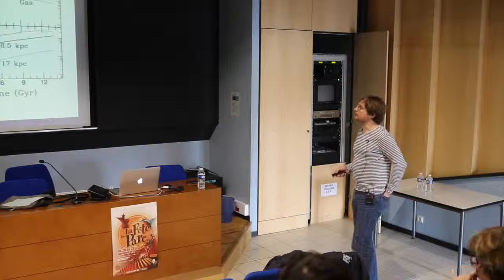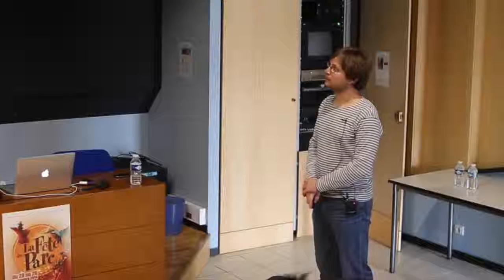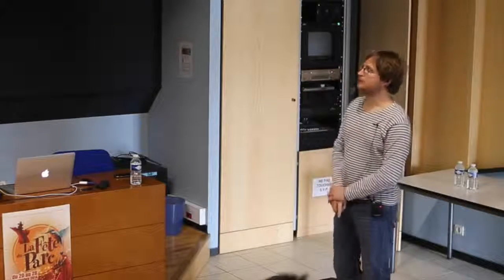The stellar formation is progressive or induced. It depends. You can have stars that form continuously in some medium, or sometimes you have induced stellar formation when, for example, a supernova explodes close to a molecular cloud, which can destabilize it and make it collapse. So you will produce induced stellar formation at this point. So the gas is progressively incorporated in stars.